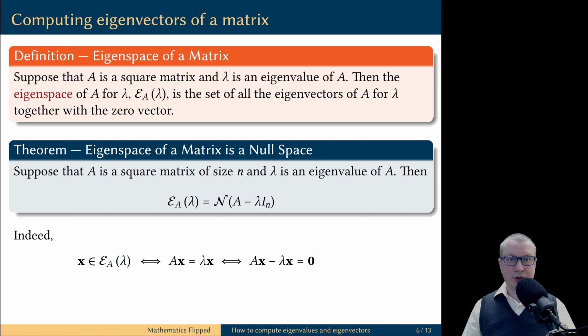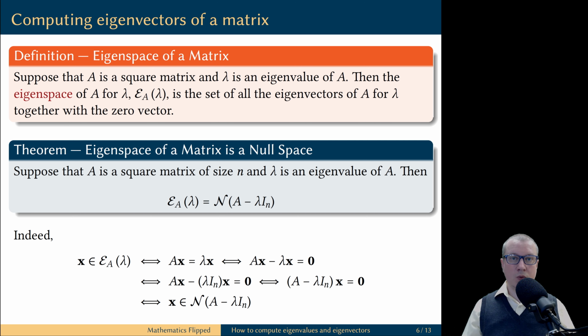Then we're simply going to transform this equation, recalling that we can think of a scalar multiple of the vector x by the scalar lambda as a matrix vector product. We then use the distributive property of matrix multiplication, and the last equation says exactly that the vector x is an element of the null space of the coefficient matrix of this linear system. Therefore, the eigenspace of the matrix A corresponding to the eigenvalue lambda as a set is equal to the null space of the matrix A minus lambda I.